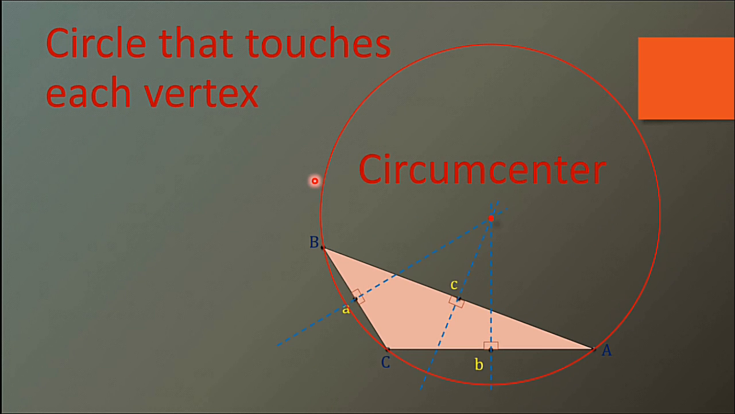The next interesting fact is seen for the circumcenter. The circumcenter is the center of the circle that circumscribes the triangle, which means that each of the vertices of the triangle lie on the circumference of a single circle shown here in red.